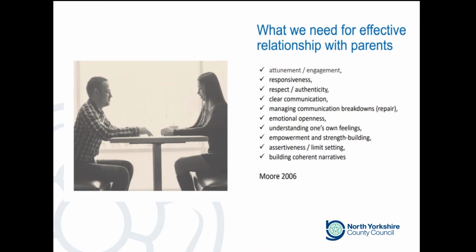So again, this slide is just saying, what do we need? We need attunement and engagement. We need responsiveness. We need respect and authenticity. We need clear communication. We need to be able to manage those communication breakdowns. We need to have emotional openness. We need to be able to understand one's own feelings, that empowerment, that strength building, assertiveness and limit setting, and building those coherent narratives in order for us to be able to help parents to open up about some of the issues that they're facing within their relationship.